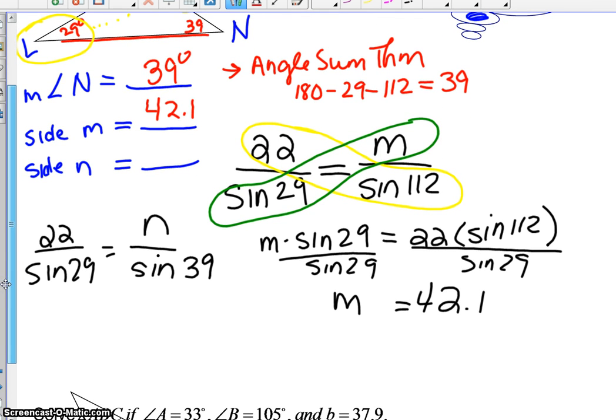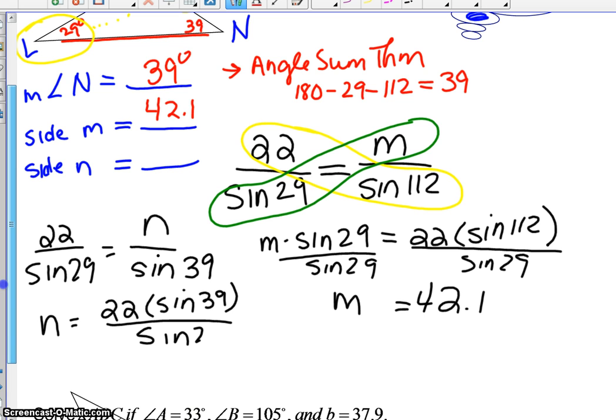Again, we're going to do cross multiplication, and N in the end is going to equal 22 times the sine of 39 divided by the sine of 29. And for that, I got that N is equal to 28.6. All right, I hope I'm right on these. I don't have the best calculator, but I think I'm right. So we've solved our triangle. We found the three missing spots that we were working toward.